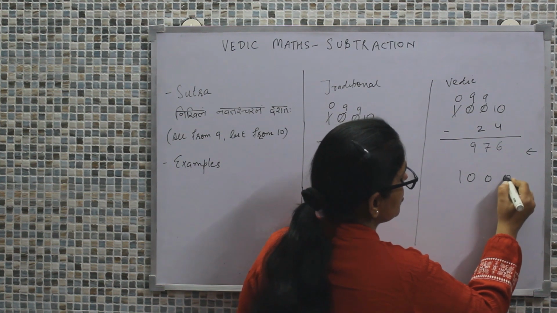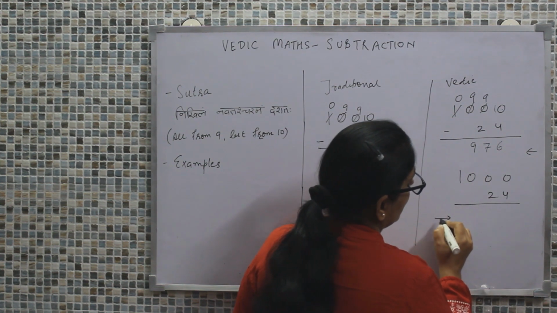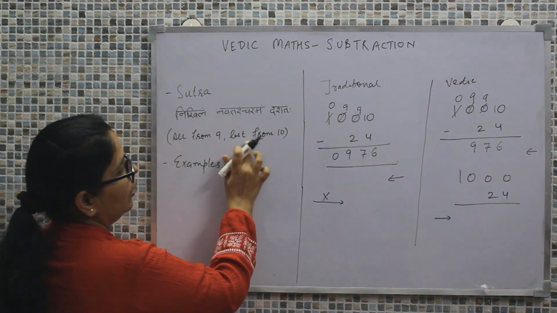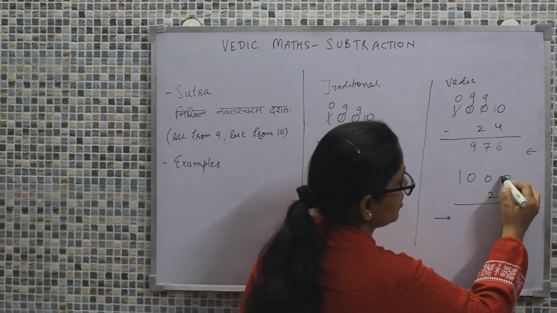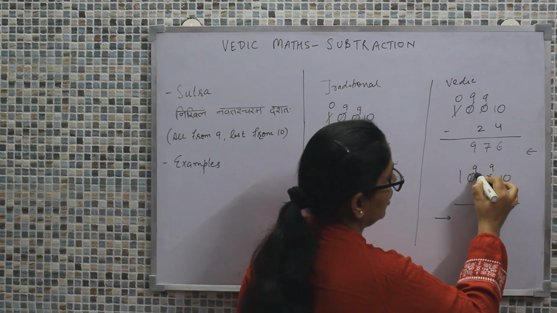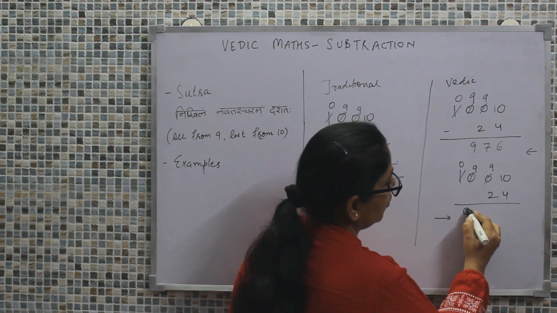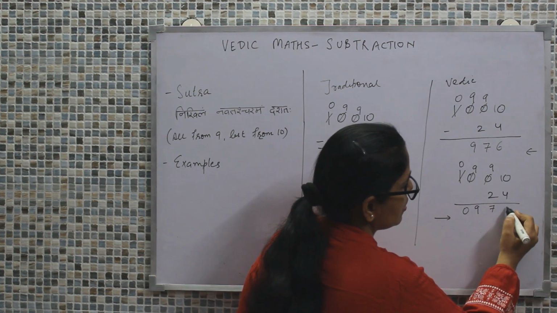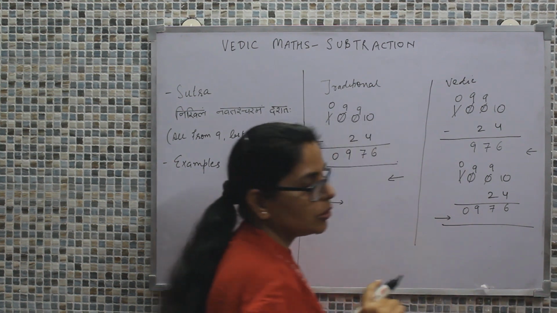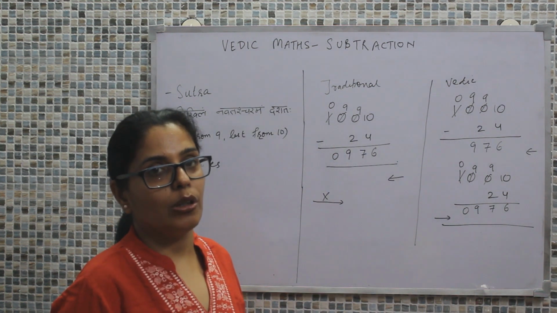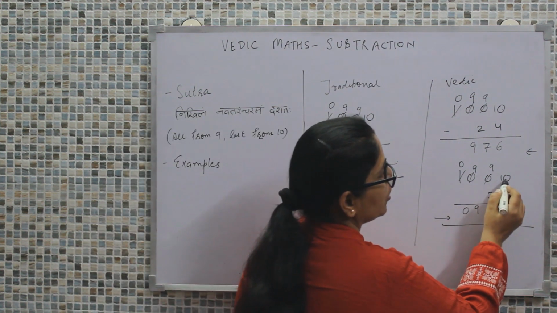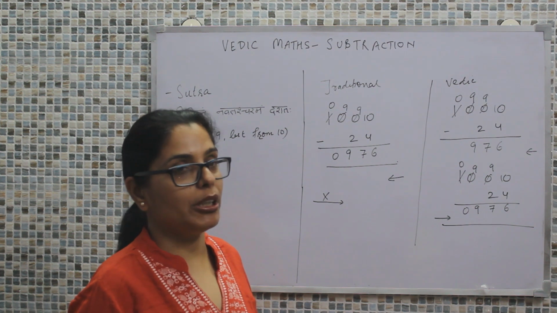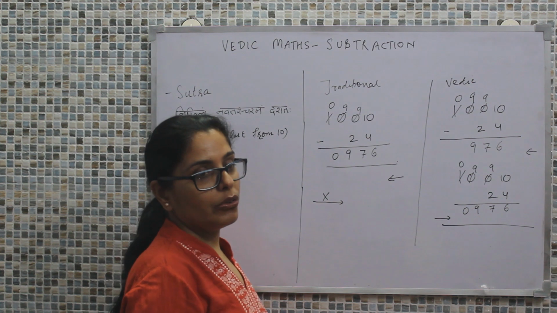Now we can do the same question proceeding from left to right. As the sutra says, all from 9, last from 10. First reduce the first number by 1, make the rest 9, and the last 10. So you have 0, 9, 9 minus 2 is 7, and 10 minus 4 is 6. So it is not really dependent upon how we proceed, because here we have already worked out how the borrow has to be accommodated, but this is not so when we talk about the traditional approach.